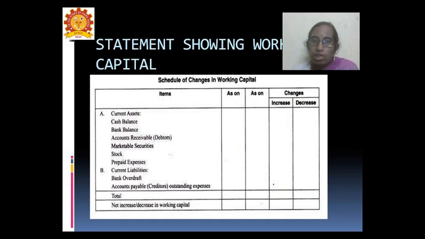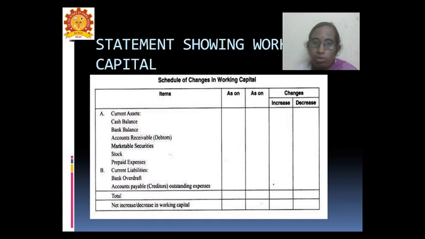Here the statement format is given. The items of current assets are listed, and the current year and the previous year are compared. Any decrease in current assets is shown in the decrease column, and any increase in current assets is shown in the increase column. The current assets listed are cash, bank balances, accounts receivable, marketable securities, inventories, and prepaid expenses.